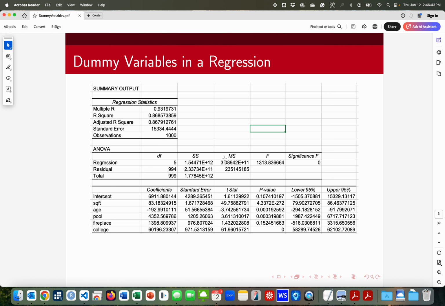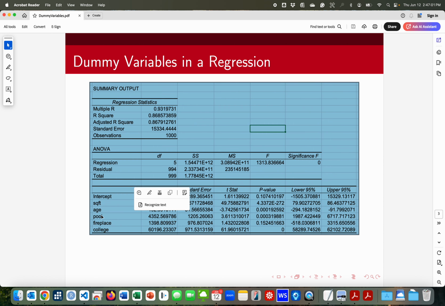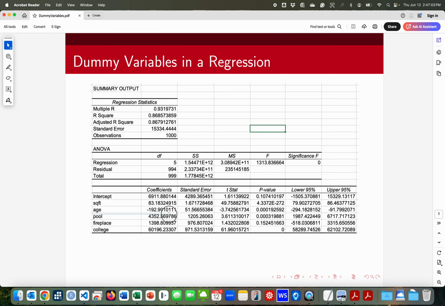And we've already seen some of this. So when we're looking at these sales price regressions, the dependent variable was the sales price of a house, which was quantitative. The size of the house, so square footage and age, these two variables were continuous, but these three variables were categorical. So, does the house have a pool? Yes or no? Does the house have a fireplace? Yes or no? Is the house in a college town? Yes or no?